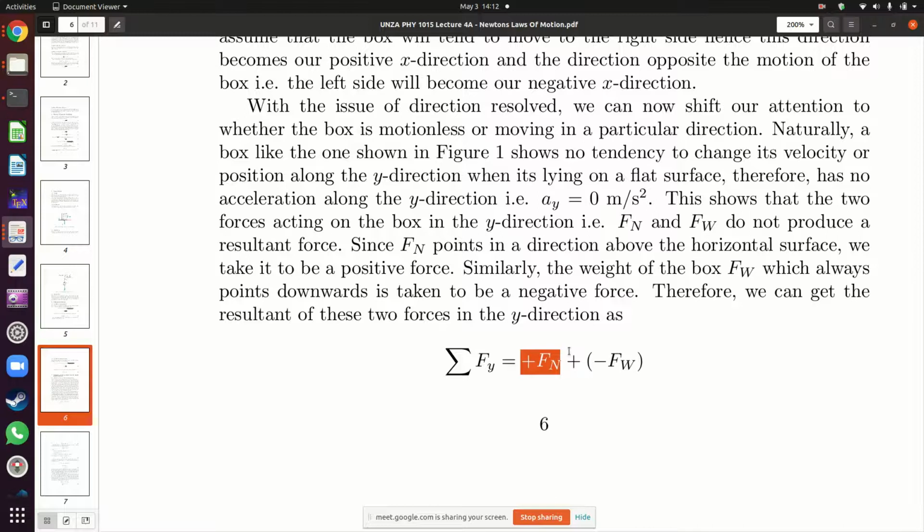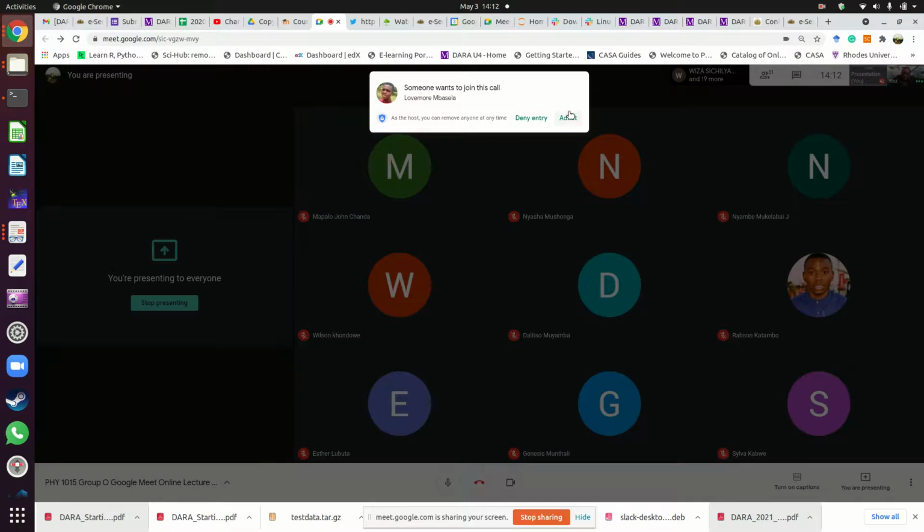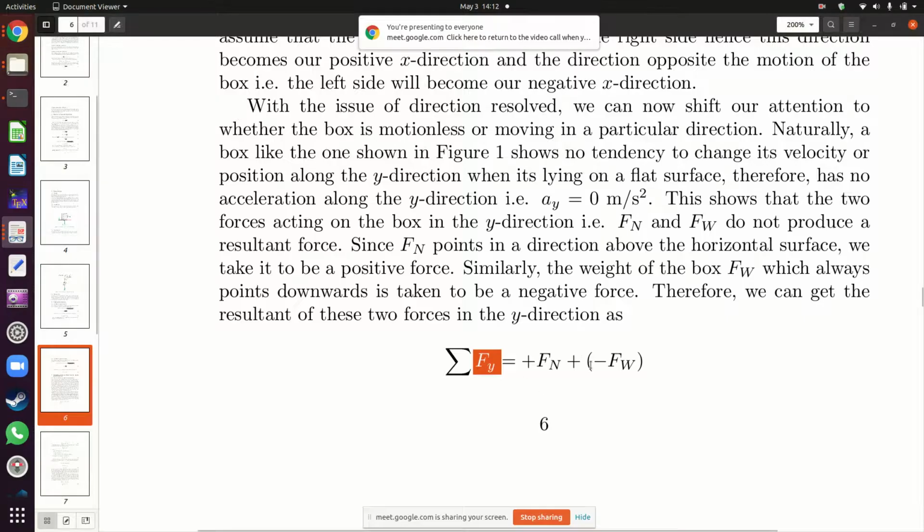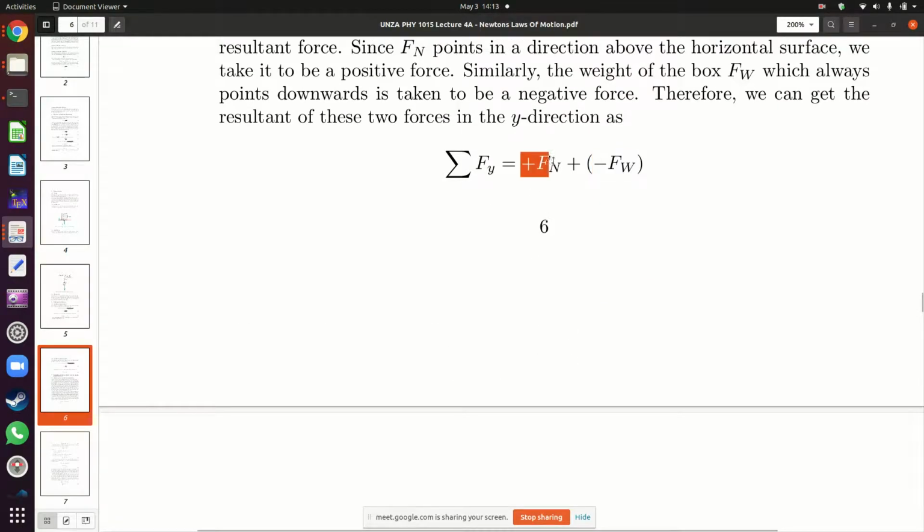So we write it as plus Fn, then plus the force pointing below the incline, which is the weight of the box, that is assigned as a negative force. So our resultant force along the y direction is going to be Fn plus minus Fw. So this is the resultant force.